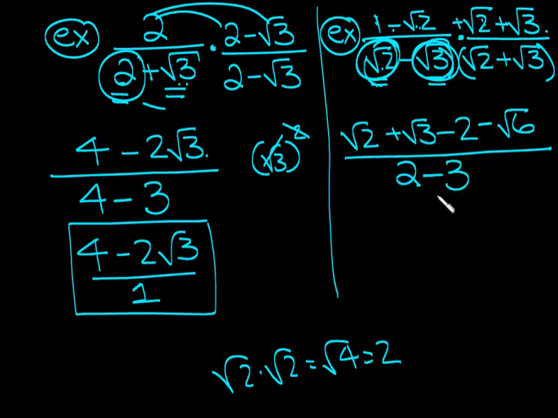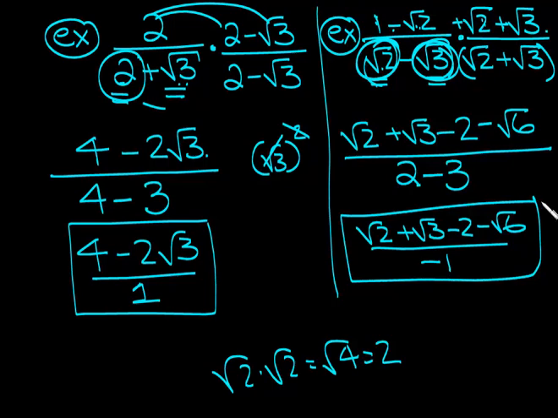Okay. And we can just clean it up a little bit. We can write it as 2 plus square root of 3 minus 2 minus square root of 6 over negative 1. And there's your answer. We no longer have a radical in the denominator. So that's called the process of rationalizing. So you do need to have a good understanding of that, because that's something we do a lot of. And so the more you're comfortable with it, the better for you in the long run.